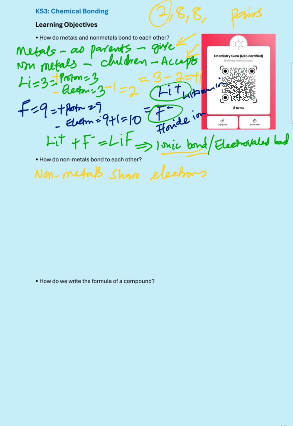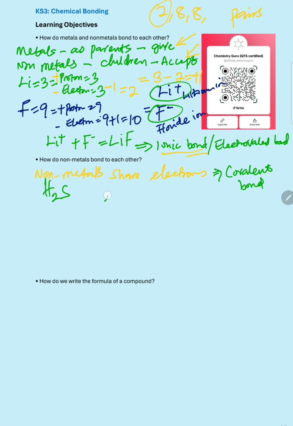So we're going to give a very simple example with that. Let's give an example of a non-metal bond. I'll also tell you that they share electrons, leading to what we call covalent bonding. So let's give an example. Let's consider H2S, for example, which is hydrogen sulfide.